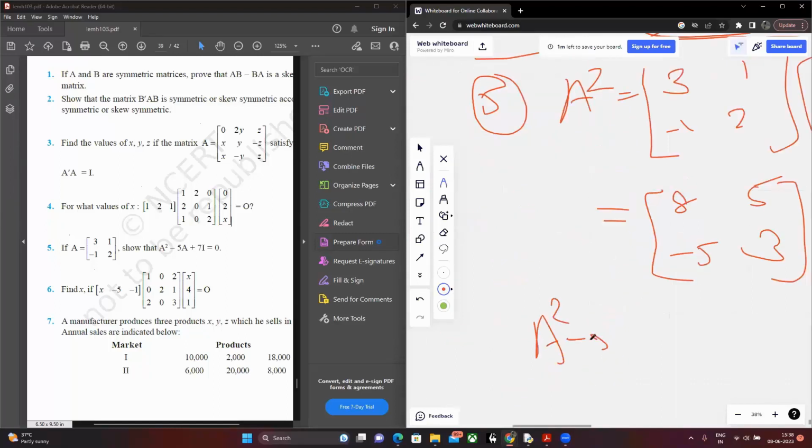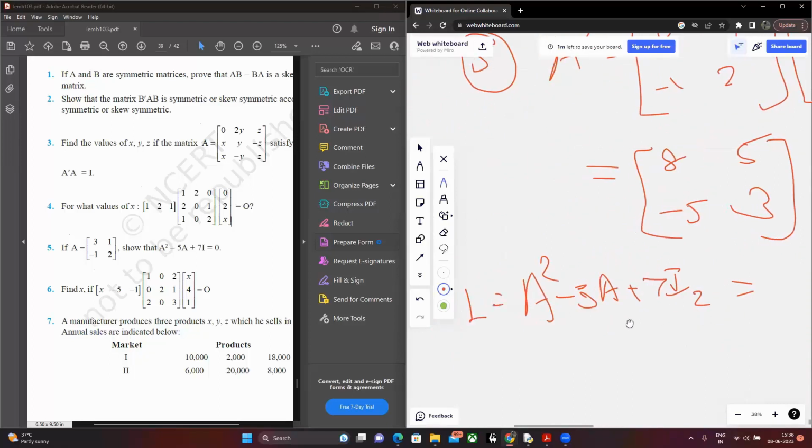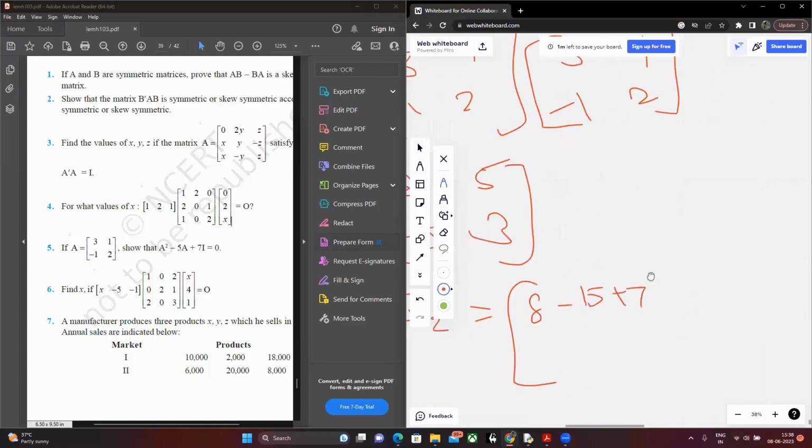Therefore, we have A squared minus 5A plus 7I2 is equal to, that is, right? This is equal to 8 minus 5 times 3, that is 15, plus 7.